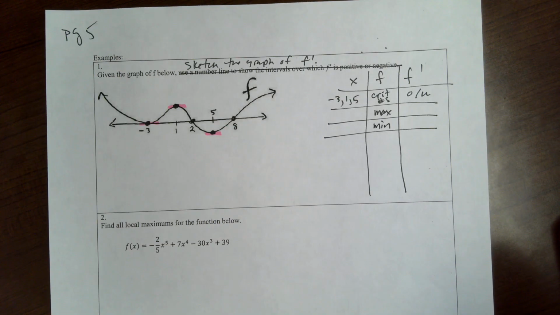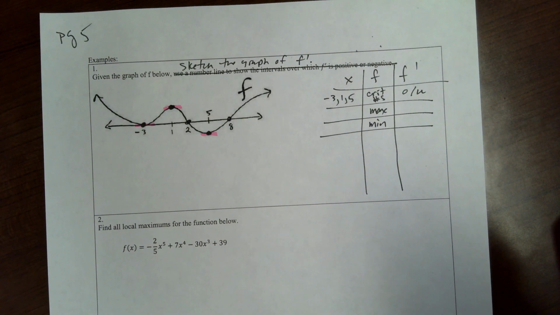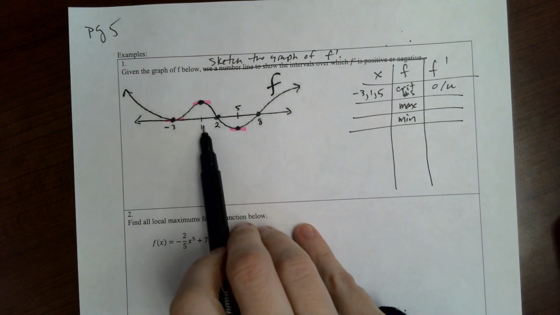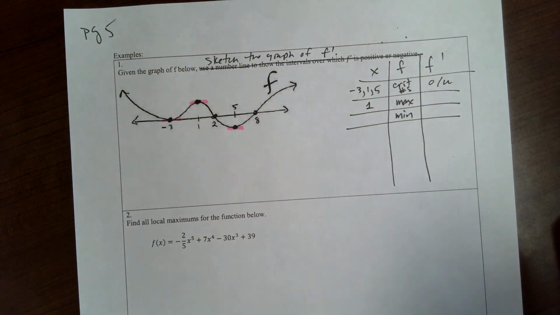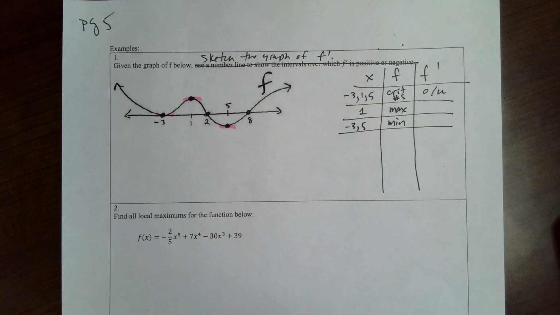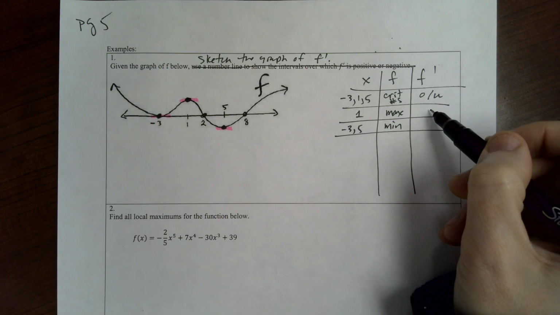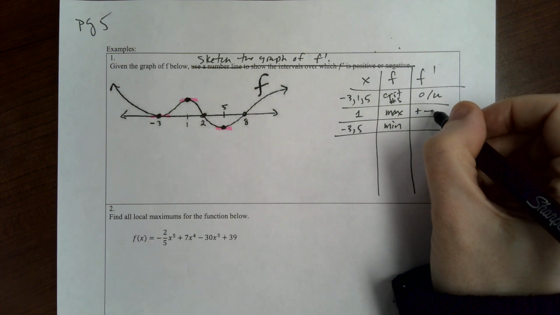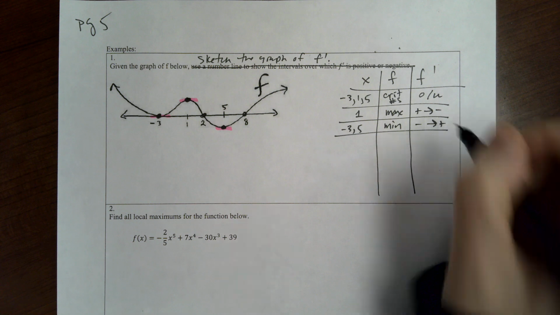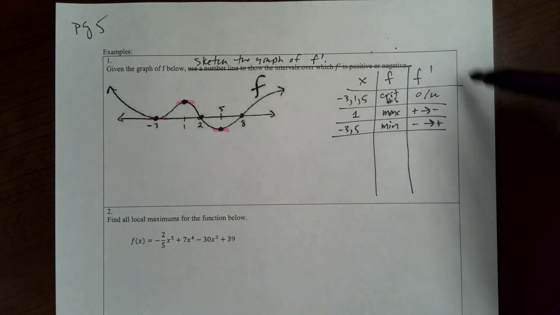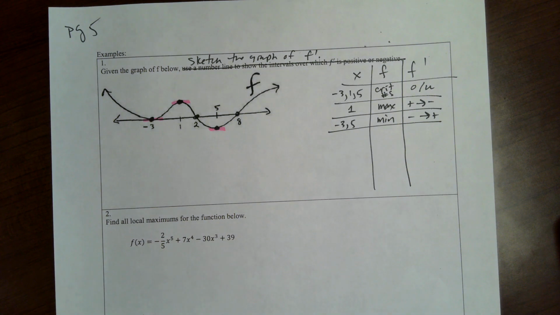Max, min. Okay, so maxes, I only see 1, and it's at the X value 1, and then I've got mins at -3 and 5. Okay, and what's happening on my graph of F prime, it'd be going from positive to negative and negative to positive. Okay, so these are going to be all the features on the graph that we're drawing. Okay, so let me get started.